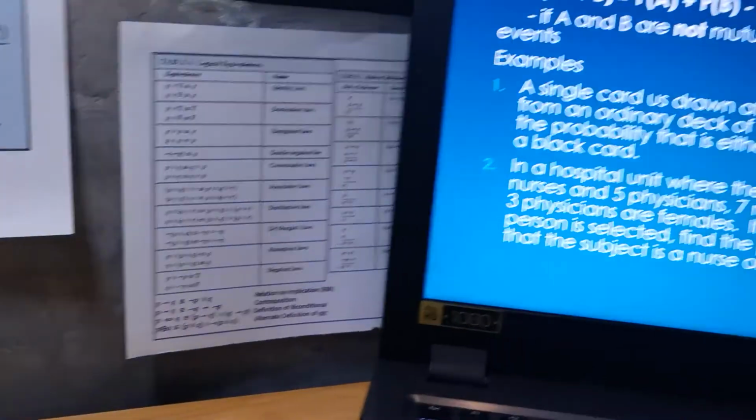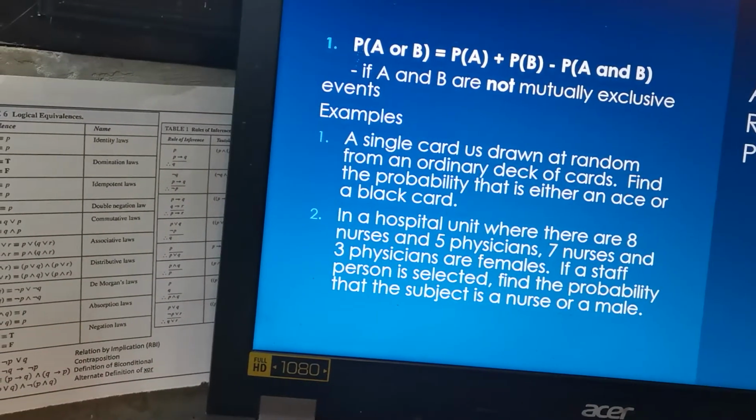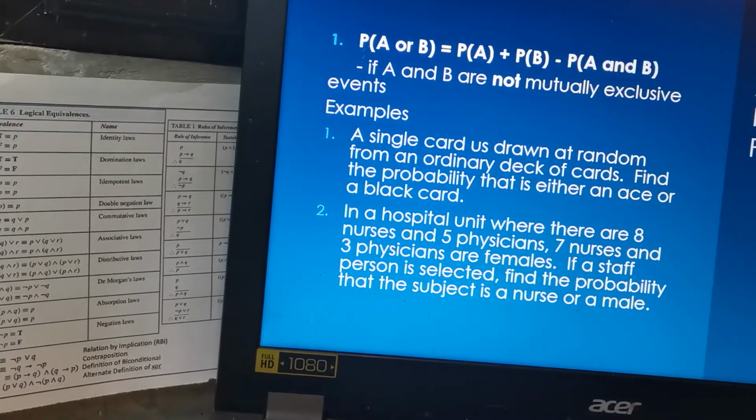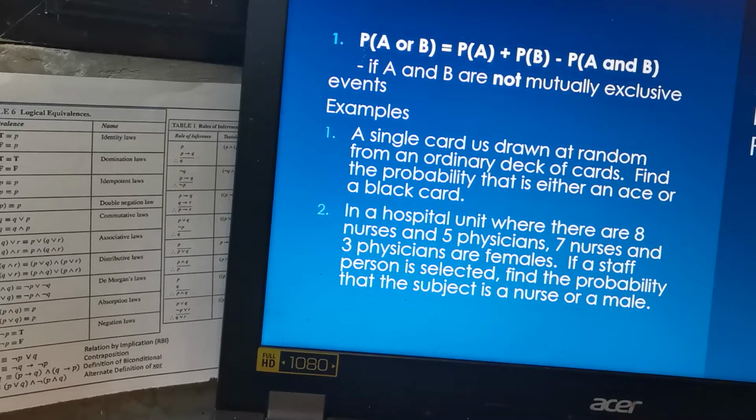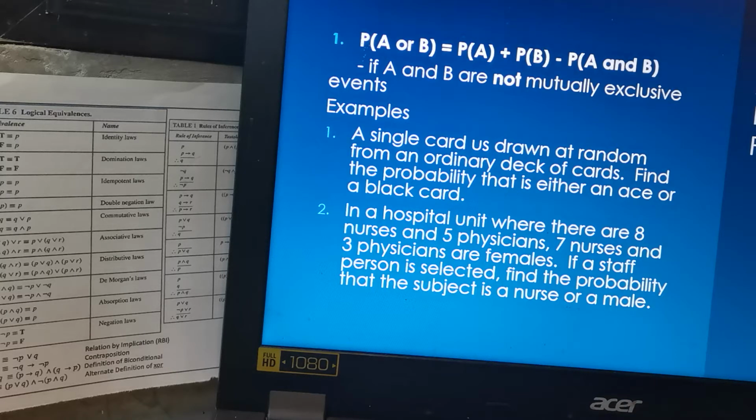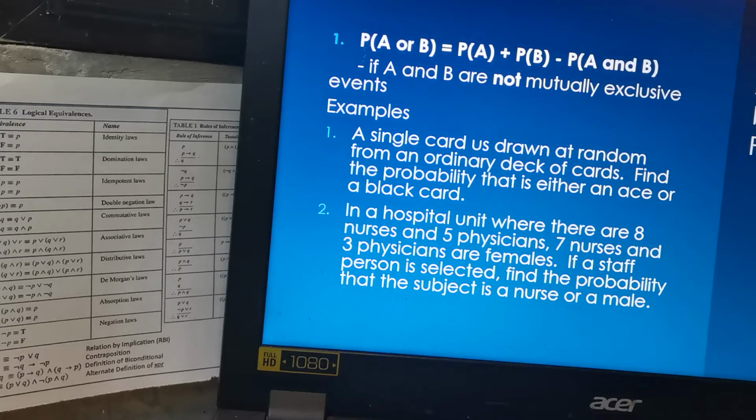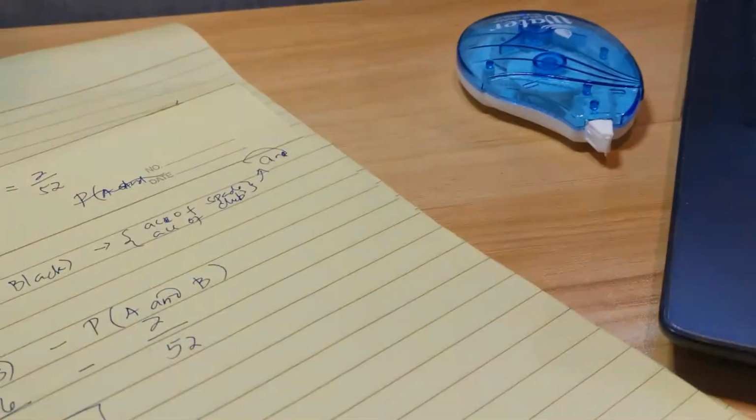Okay, for our next example, and this is our last example for addition rules of probability, and then we will proceed to the next slide. So, if we have here a problem like in a hospital unit where there are 8 nurses and 5 physicians, 7 nurses and 3 physicians are female, meaning all the others are male. Now, if a staff person is selected, find the probability that the subject is a nurse or a male. Okay, so let us put that into a table for us to be able to analyze it better.